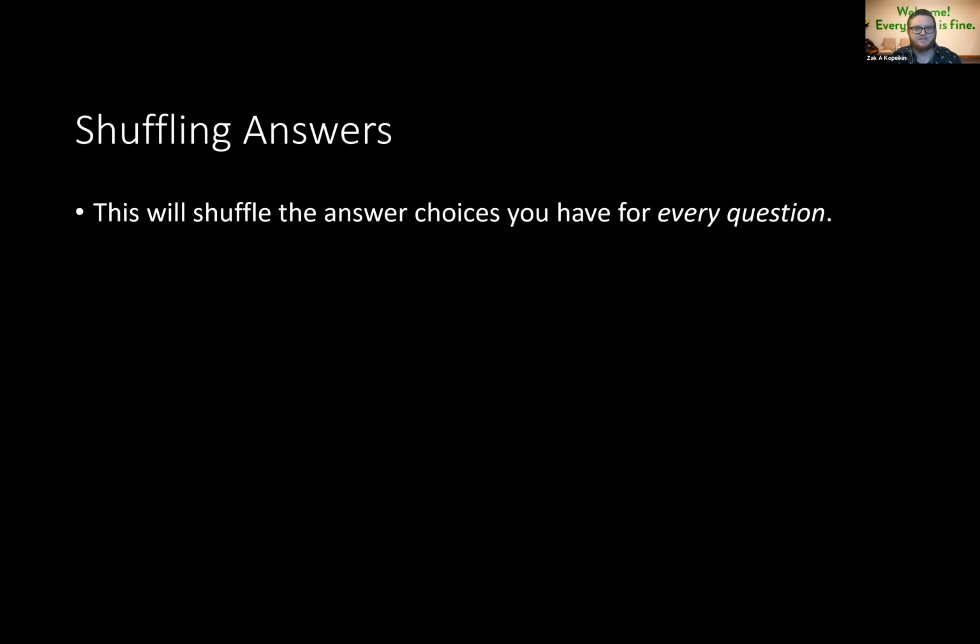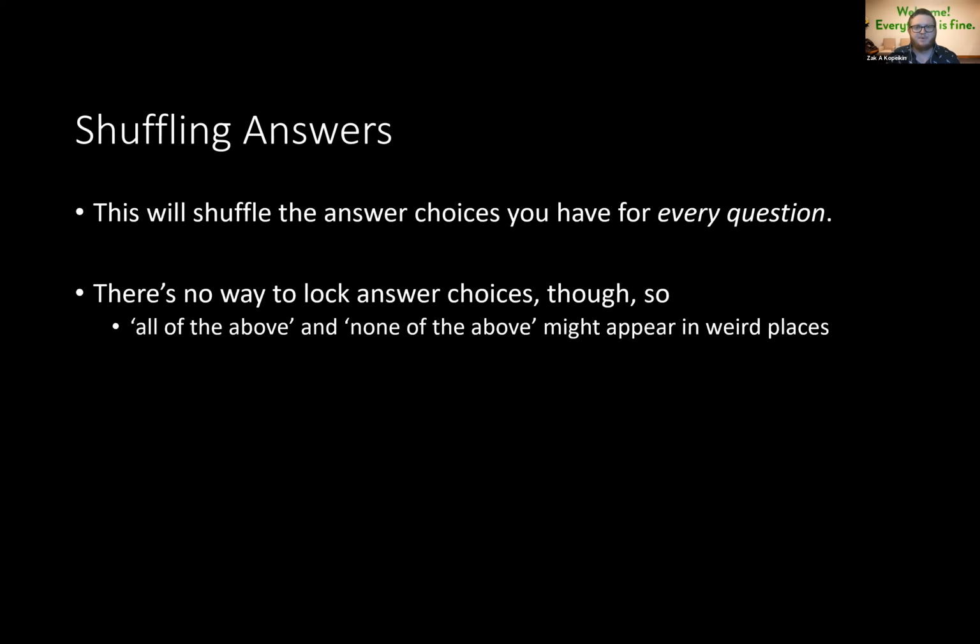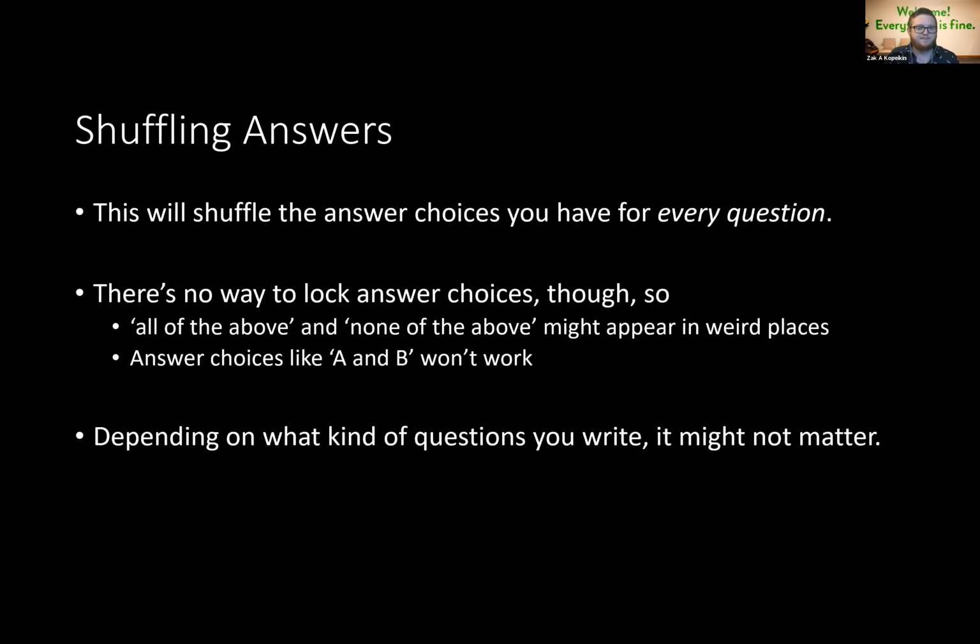Now you notice the guide talks about shuffling answers. One thing to note about shuffling answers, it'll shuffle the answer choices that you have for every question on your quiz. One drawback of this is there's no way to lock any answer choices into their positions. So if you shuffle answers, things like all of the above and none of the above might appear in very weird places. Answer choices like A and B don't work with this either. So depending on what kind of questions you're writing, it might not matter, but you should just know this about that shuffle answer choice.